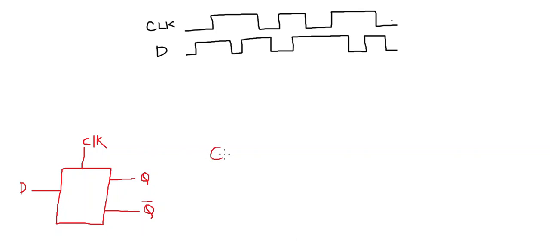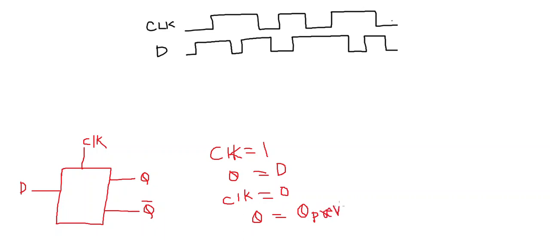When the clock is 1, when the clock is high, your output Q follows the D, or output Q becomes D. But when the clock becomes low or zero, then the output Q holds the previous value, which is Q previous. It will hold the previous value.